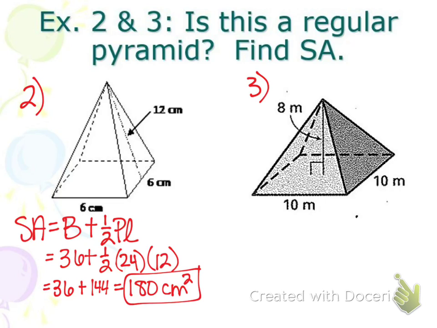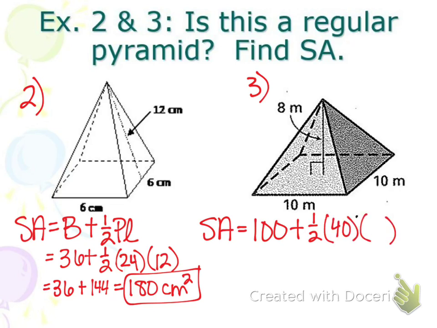Next one. Same formula. What is capital B for number 3? 100 plus 1/2 times my P, 40, times my slant height. Is my slant height 8? No, it's X. They did not give it to us, so we are going to have to find it. So that's why we did an example similar to this before.